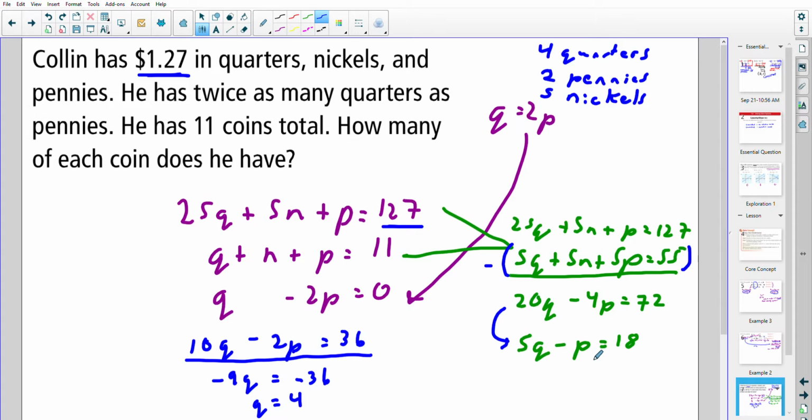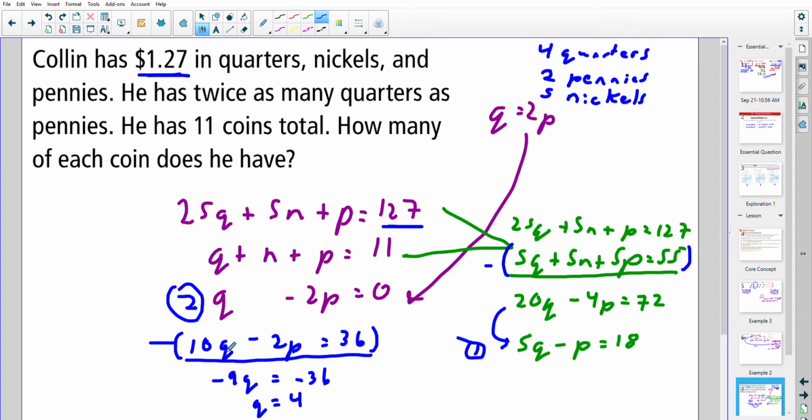So at this point, I have two equations. I have this equation right here, and I have this equation right here. If this is 1, this is going to be 2. You're going to see that I'm looking at eliminating the p, so I'm going to multiply this by 2. When I multiply it by 2, I get this. And then again, what I want to do is subtract down.